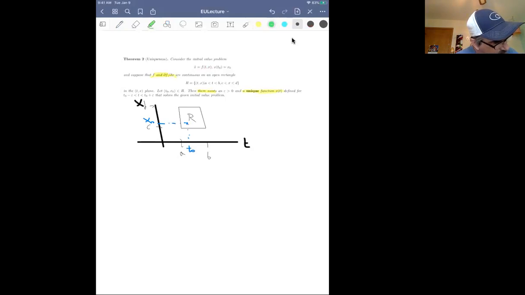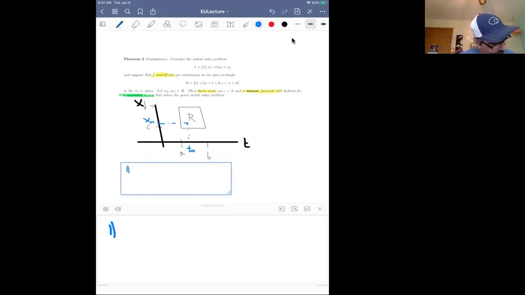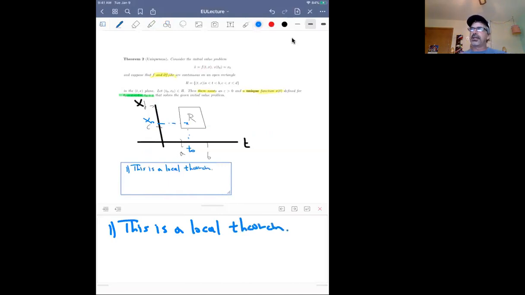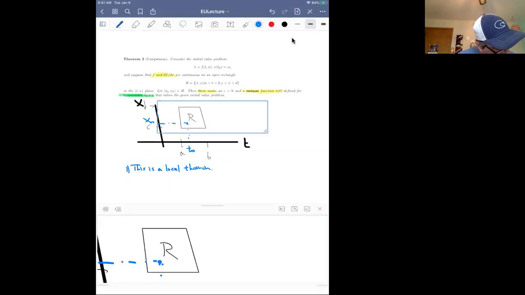function is defined for t0 minus epsilon less than t less than t0 plus epsilon. So the first important thing to note here is that this is what we call a local theorem. It only says that the solution exists near the starting point. So it's just going to give us a little piece of that curve. Who knows how much of that curve we're going to get, but it only gives us a little bit.